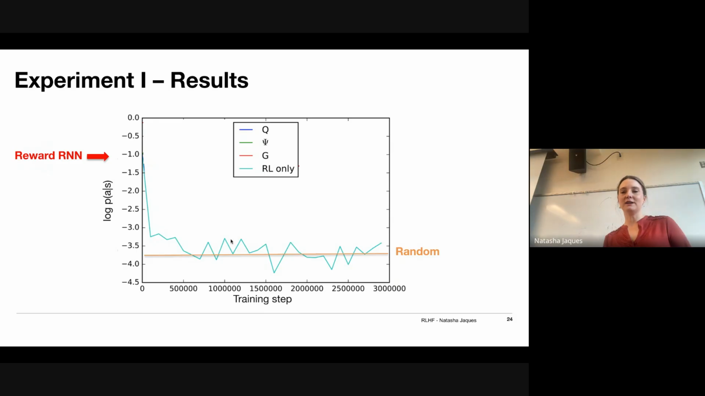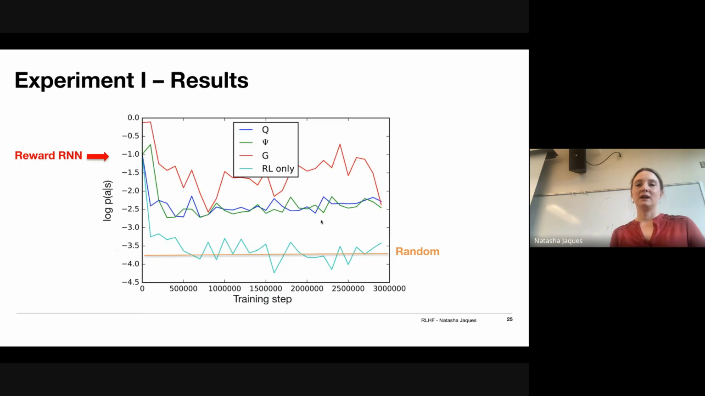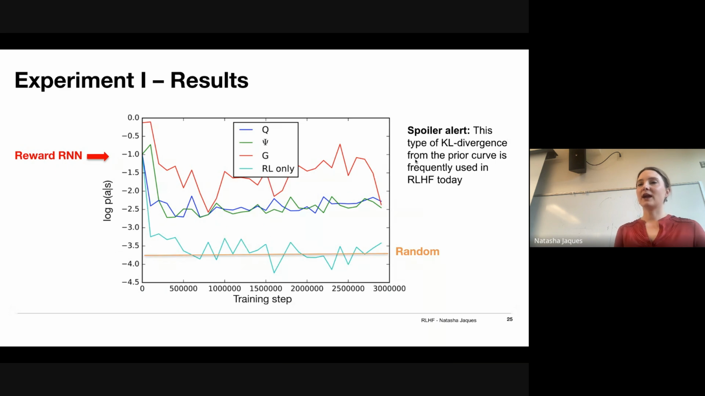is if you don't do that, your RL, in terms of the KL divergence from your prior, ends up looking like the actions are totally random with respect to the prior. So it's basically retaining nothing of the prior that it's initialized with. If you do that, it retains some information about the prior. This type of KL divergence from the prior curve is now used frequently when we're doing RL post-training to kind of understand how that training is going.